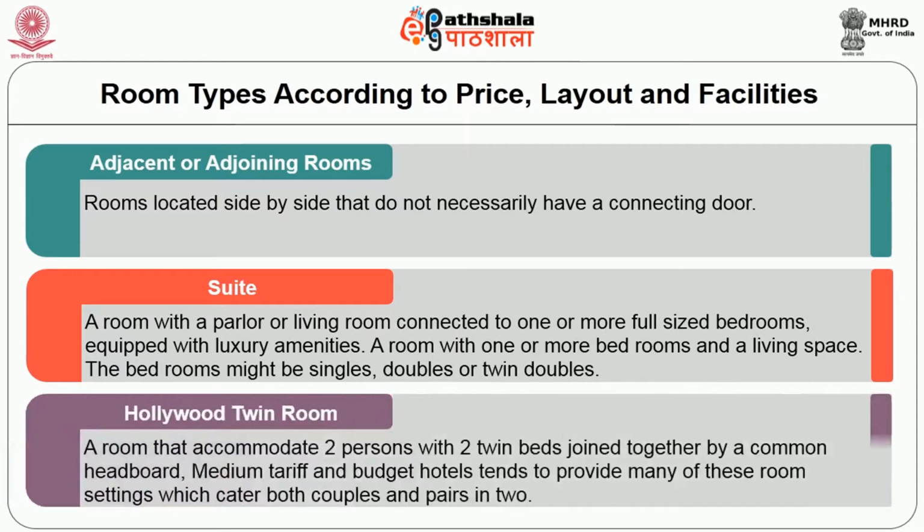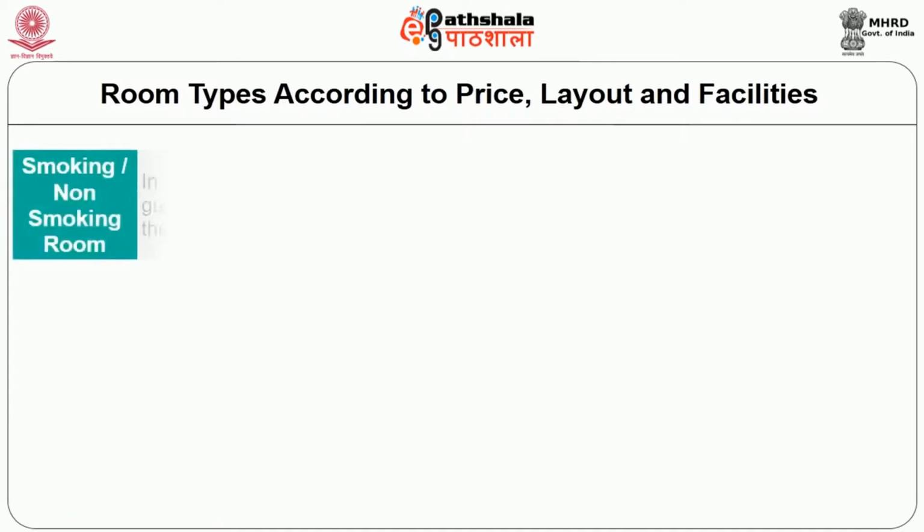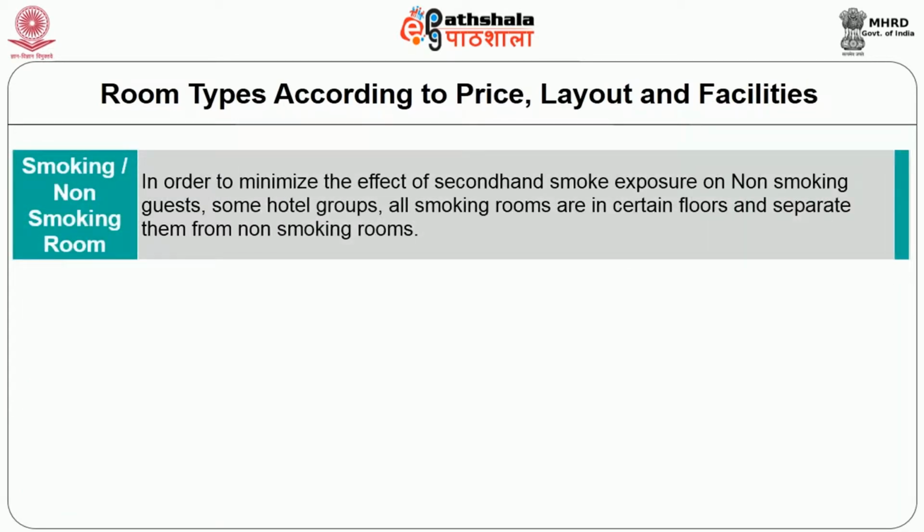Now the next one is the Hollywood twin room. This is a room that can accommodate two persons with twin beds joined together by a common headboard. Medium tariff and budget hotels tend to provide many of these room settings, which cater to both couples and pairs. Also, in many business class hotels we have smoking and non-smoking rooms. Many hotels provide both smoking and non-smoking rooms for the guest.